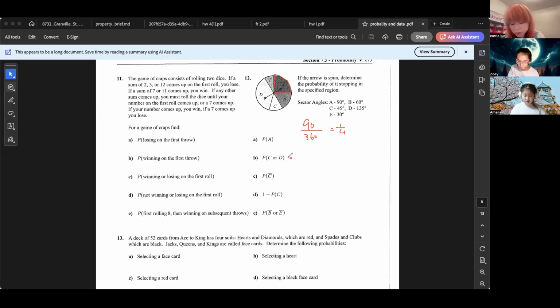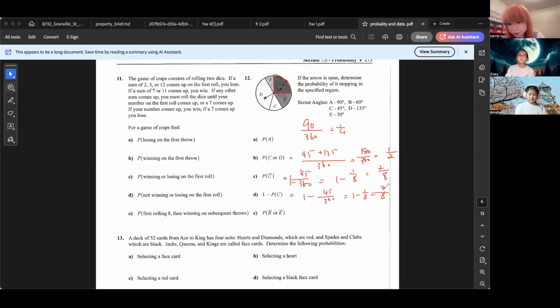So number 2, Zoe. Number 2, I got 1/2. C plus D, right? Because C is 45 degrees, D is 135 degrees. So out of 360 is 180 over 360 equals 1 over 2. Okay, number C. So what is C? I got 45 over 360, right? But they have a line, so it's 1 minus 45 over 360. So I got 315 over 360, 7 over 8. Yeah. So this is saying the same thing. It's 1 minus 45 over 360. So it's still 1 minus 1 over 8.